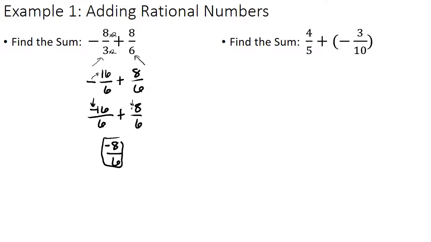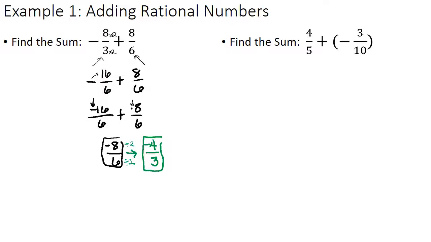Now, we do still need to simplify this answer. So as we simplify this answer, what we can do is see that they're both even. So we can divide both top and bottom by 2. And when we do that, we're going to end up with negative 4 all over 3. And then we have our simplified answer.